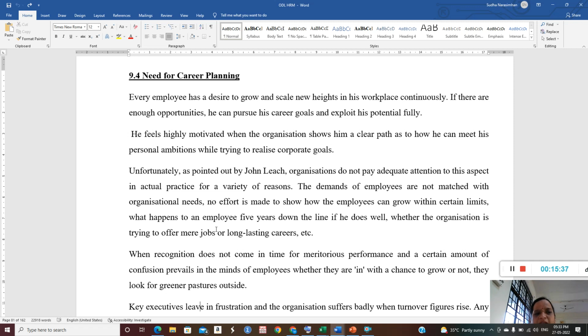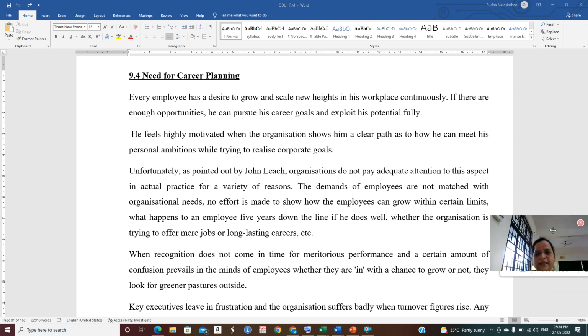Okay, so he feels rightly motivated when the organization shows him a very clear path as to how he can meet his personal ambitions while trying to realize his corporate goals. Unfortunately, organizations do not pay adequate attention to the actual practice of career development. The demands for this are really very high.